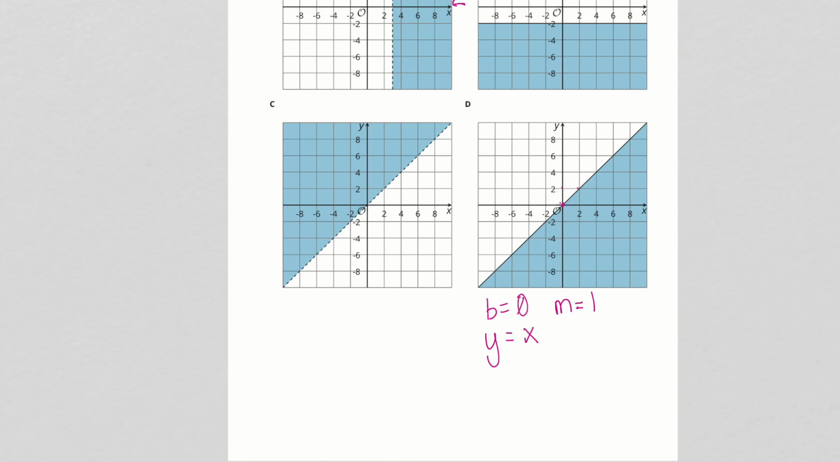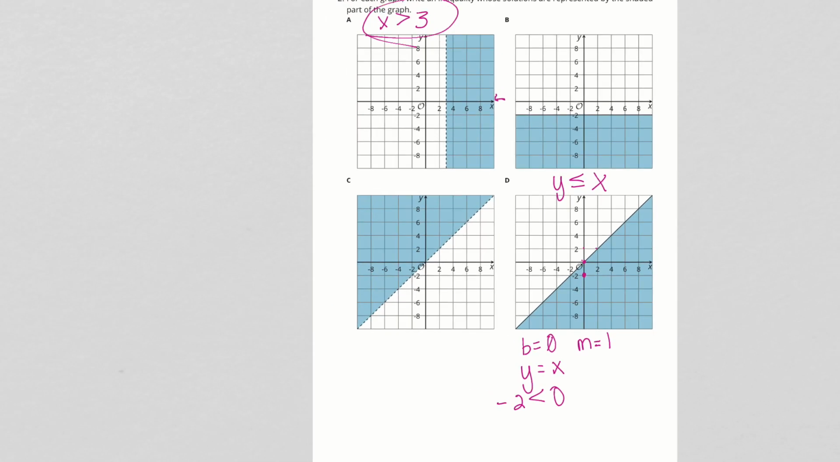So if I go down here, let's look at this one, -2. Is -2 less than, greater than, or equal to 0? And it is less than. So our inequality for this one is going to be y is less than or equal to x. Okay? All right.